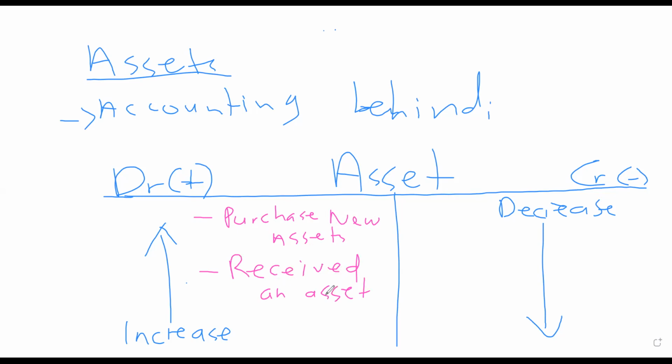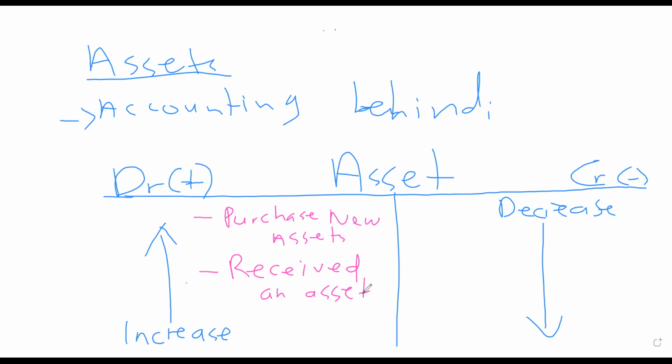Sorry, my leader. Yes, sir. You mentioned the fact that assets increase when you purchase new assets. Yes, correct. And you said when you receive an asset, how do you receive that asset? Good question. When you're receiving assets, it can be a case whereby a client is owing you money. When they begin to pay you what they are owing you, that can also increase your asset, in particular the bank, because you are receiving money. So your bank account is going to increase when you receive money.